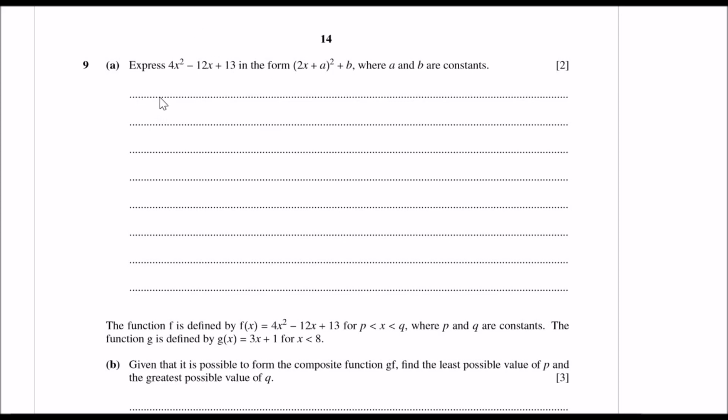First of all, for this we need to take 4 as a common factor from all the terms. So 4 times, we can write, x² − 3x + 13/4, right? Now if we multiply by 4, we'll get back the original function expression.